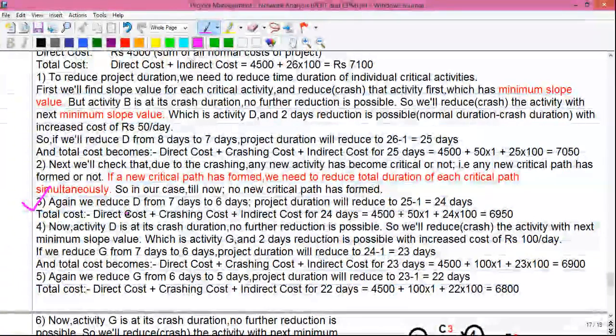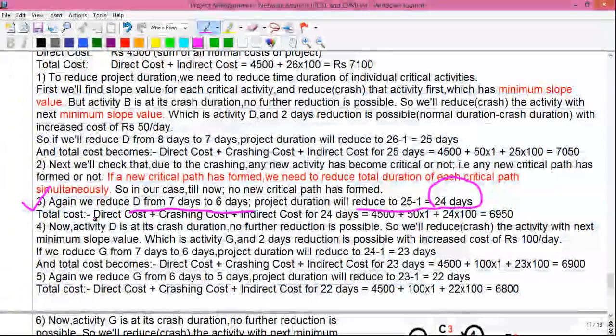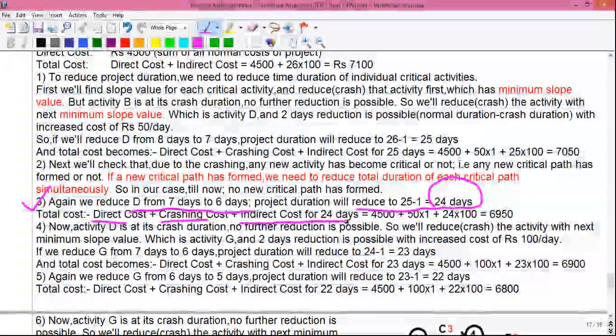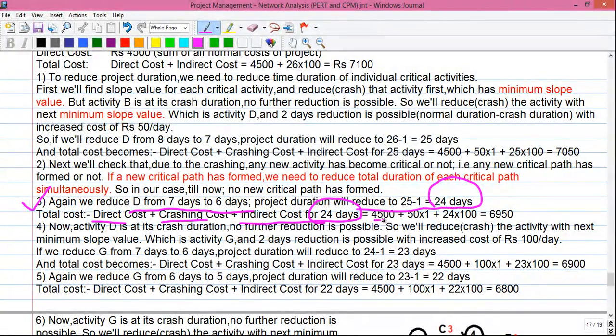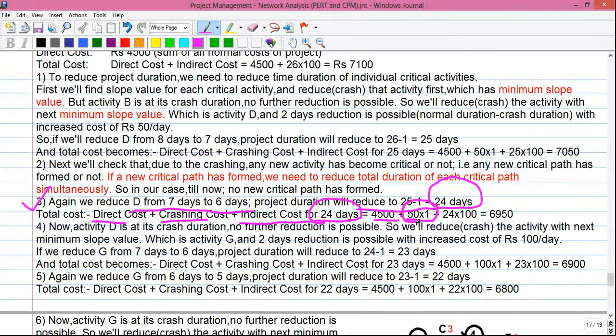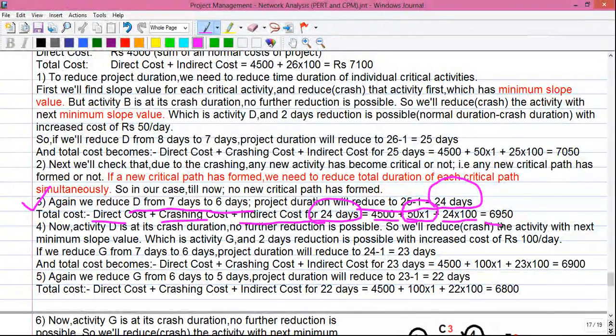So step number 3, we will reduce activity D from 7 days to 6 days, and the project duration will reduce to 25 minus 1, 24 days. So the total cost will become direct cost plus crashing cost plus indirect cost for 24 days. That equals 4500 direct cost plus crashing cost rupees 50 per day for 1 day plus 24 into 100, that equals 6950. So again we have reduced the project cost by 100 rupees in our third step.